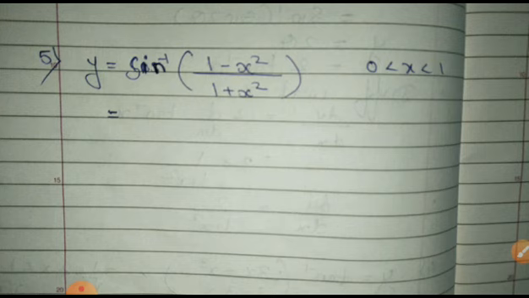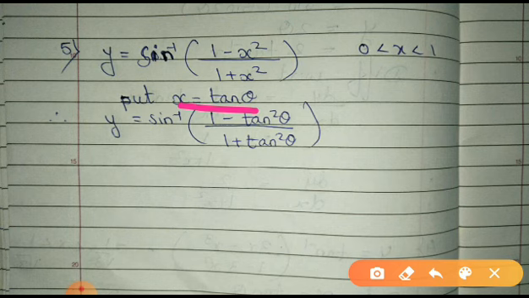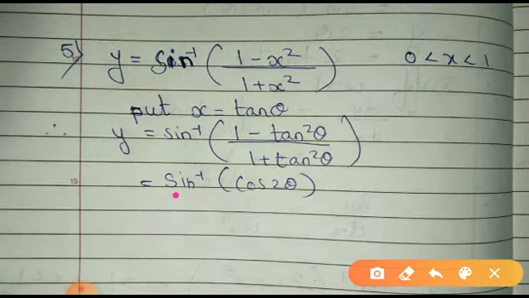Hope that is clear. Now next is y equal to sine inverse of 1 minus x square by 1 plus x square. Yes, now you just suggest what should be my substitution. Yes, correct, it should be tan itself. Okay, so put x as tan theta. So is it 1 minus tan square theta by 1 plus tan square theta? But what is this identity? Is it sine 2 theta? No, it is cos 2 theta. Okay, so I have got sine inverse of cos 2 theta.